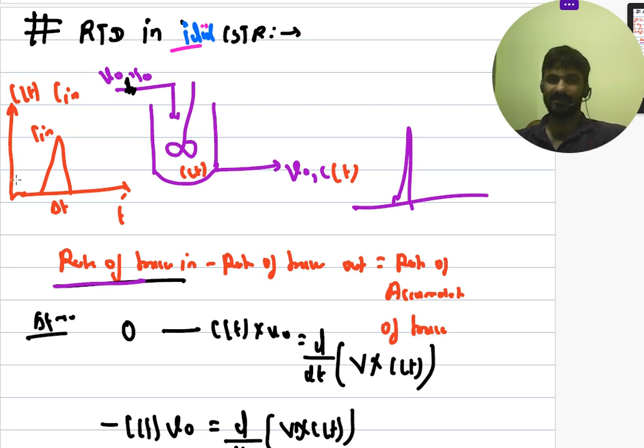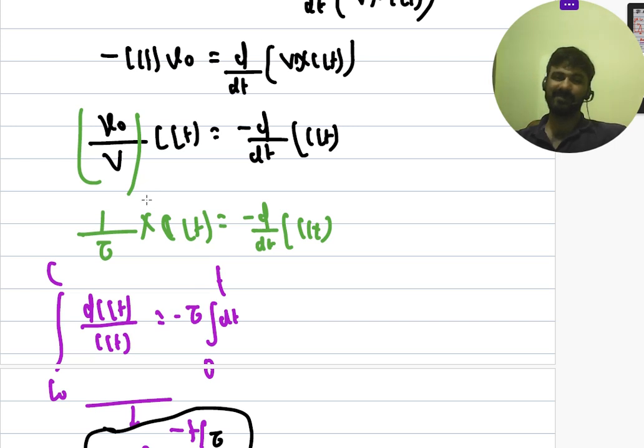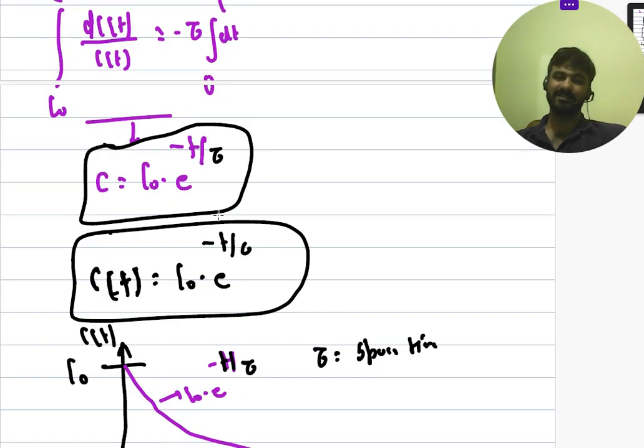Now coming to the RTD in an ideal CSTR. If I'm injecting a pulse tracer input inside the CSTR, when delta T is tending to 0, for the pulse tracer it has been injected for a very small interval of time, so negligible concentration of tracer is assumed. So rate of tracer input minus rate of tracer output is equal to rate of accumulation of tracer, right? So let's say accumulation is there inside the reactor. Because we are assuming a pulse tracer experiment, rate of tracer input is 0 and rate of tracer output is Ct into V naught, which equals d by dt of V into Ct.